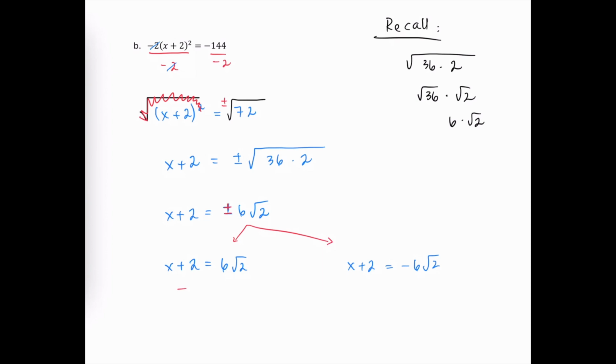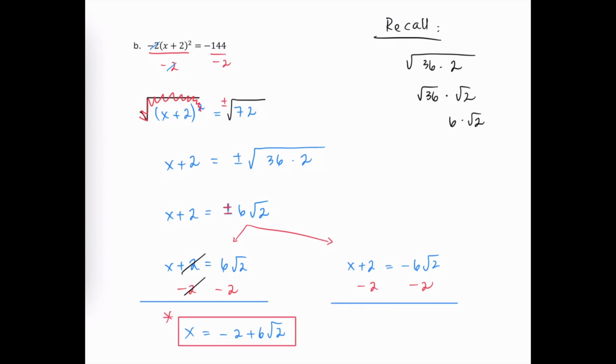Now we can solve each one of them independently by subtracting 2 from both sides, and we do that in both equations. Our left-hand equation yields x by itself on the left, and we have negative 2 plus 6 radical 2. These cannot be combined because they're not like terms. And on the right-hand side, we have x is equal to negative 2 minus 6 radical 2, and negative 2 and the 6 radical 2 are not like terms again, cannot be combined. So this is our final answer. We do have two solutions.